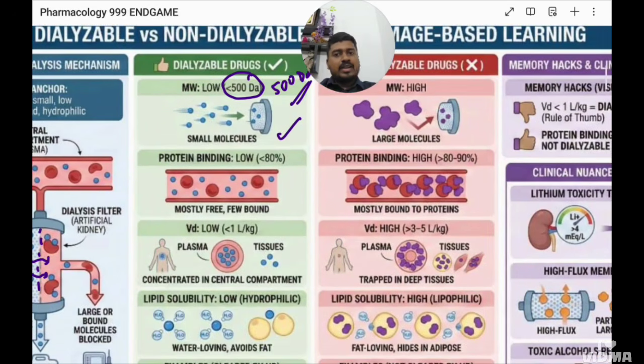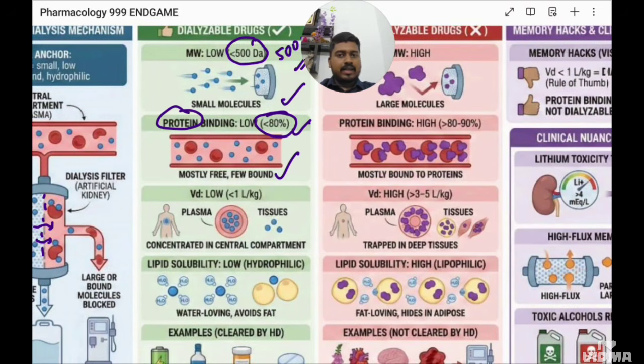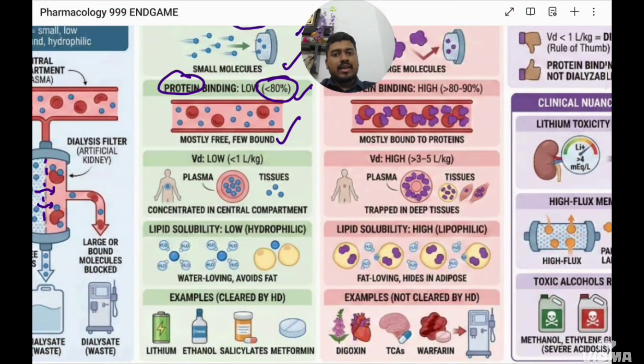Second is protein binding. If protein binding is more, the free drug is not available in the blood, so there is no point in dialysis. If it is less than 80% protein bound, then it is mostly free and hence dialysis will work for this.